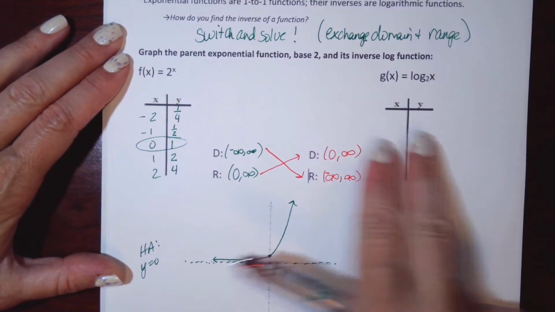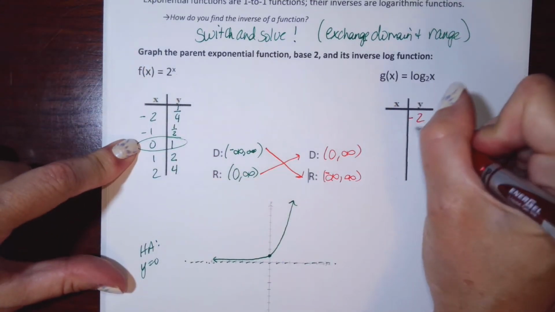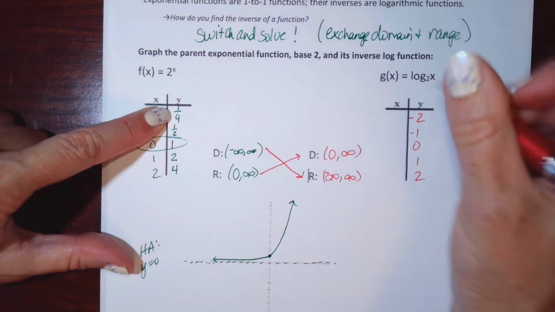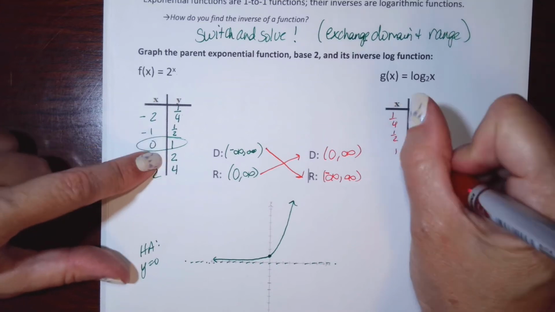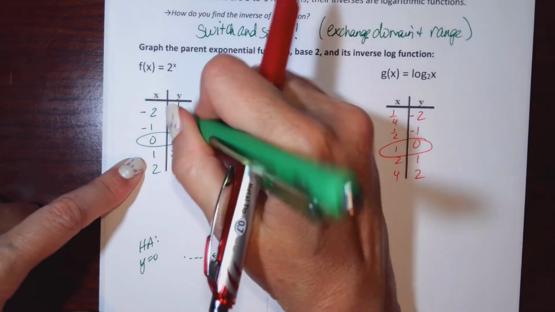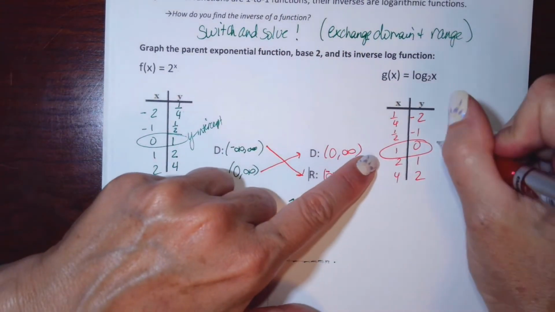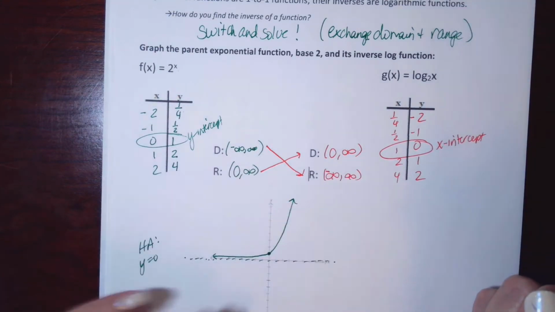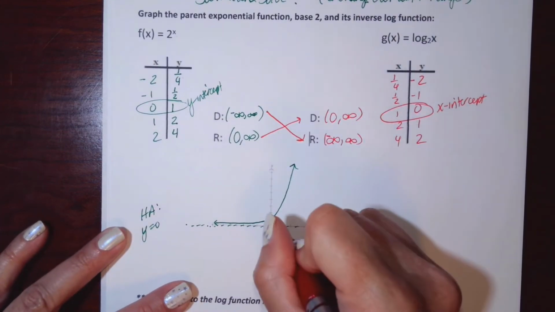I can also make that switch in my ordered pairs so that my x column becomes my y column, and my y column from the exponential function becomes my x column. Now when I get ready to graph this point that was my y-intercept, because x was 0, is now my x-intercept. Because now, since I switched the domain and range, y is 0. So let's graph that. The point 1, 0 is right here.